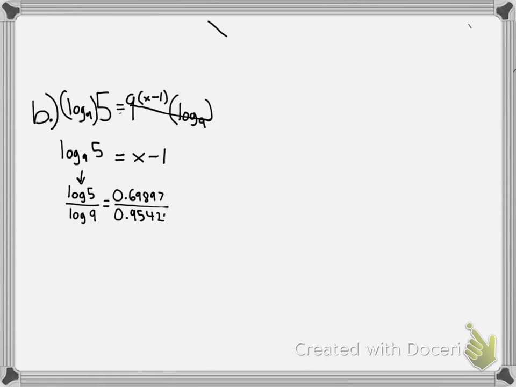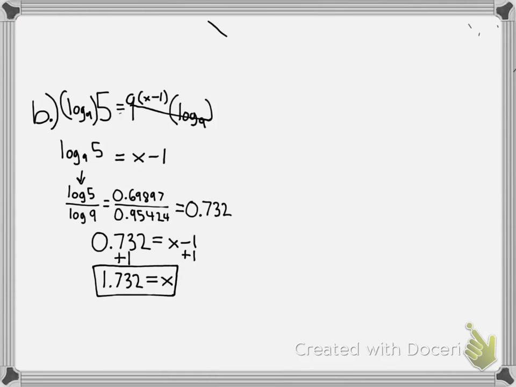For log of 5, you should get a number around 0.69897. And for log of 9, you should get a number around 0.95424, which is equal to 0.732. So now we have 0.732 is equal to x minus 1. The next step is to add 1 to both sides, because x isn't fully by itself, there's a minus 1 there, and we have to get rid of that. So we should get 1.732 is equal to x as our final answer for that question.